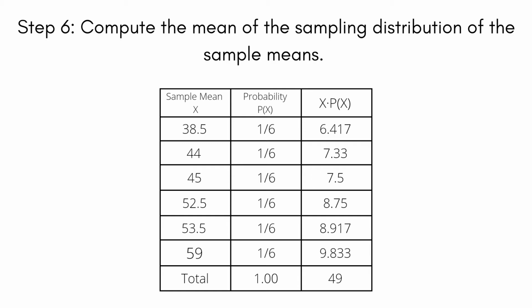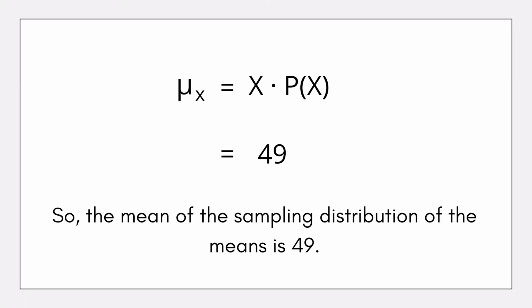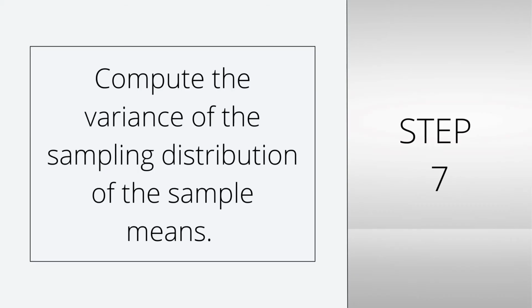We then add the results after multiplying the sample means by its corresponding probability. So, when we combine all of the values in the second column, we get a total of 1. And when we sum together all of the values in the third column, we get 48.747 or 49. So the mean of the sampling distribution of the mean is 49. So let's proceed to the last step.